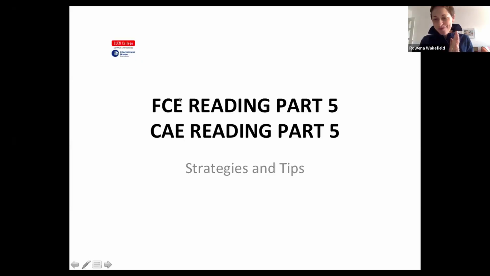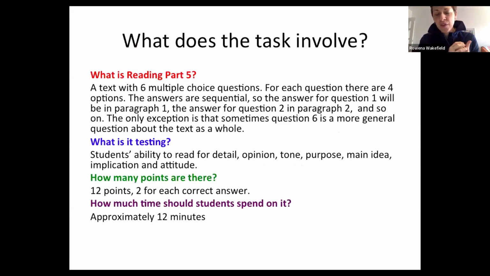Okay, so can everybody see it? Yeah, okay, perfect. So today we're looking at two parts of the reading exam. I've grouped these two together because they're very similar between the FCE and the CAE. We're starting with the FCE reading part 5 and the CAE reading part 5.